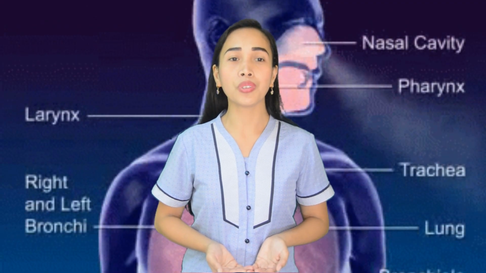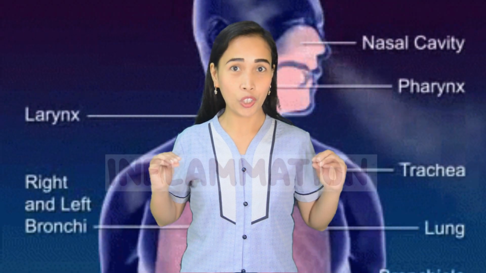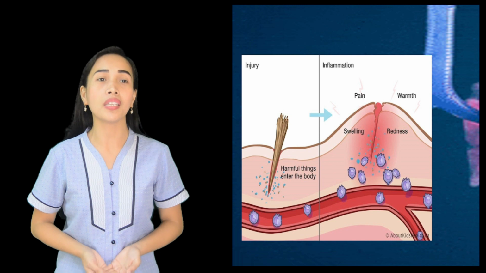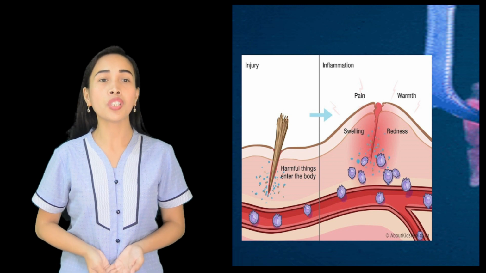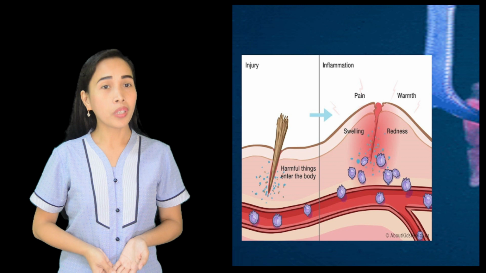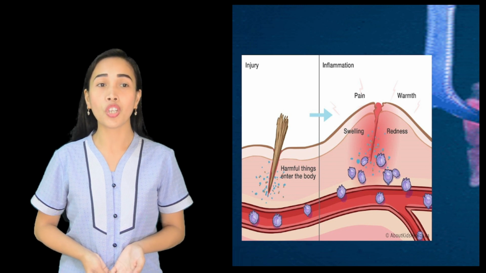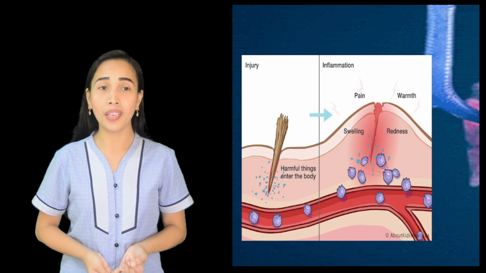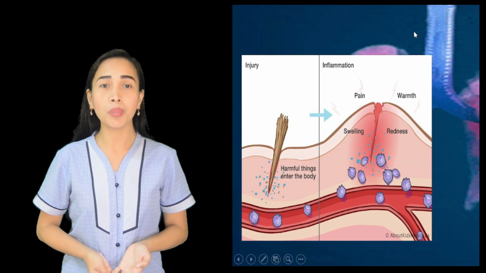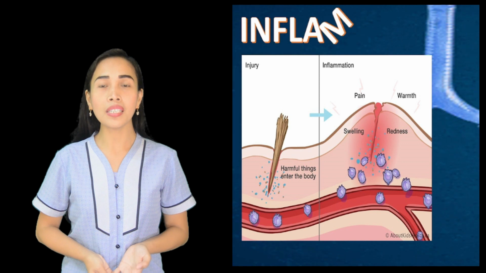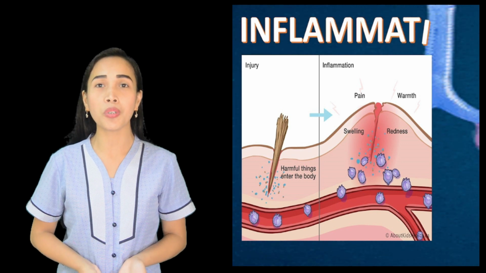As we go along with the discussion, we will encounter the word inflammation. Say, for instance, a harmful thing enters your body, such as the one in the picture. Our response may be triggered, which may cause some symptoms such as pain, swelling, warmth, and redness. These are all attributed to inflammation. Now, let us discuss the diseases in the respiratory system.